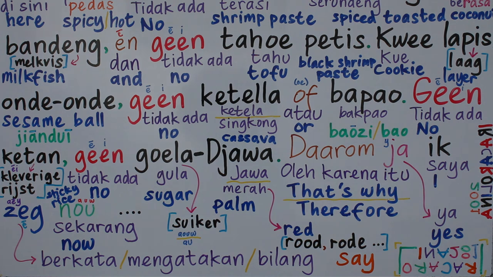I've already made a video about this, or some videos. I will write the video links below, and we add the suffix kan. Mengatakan, it has the basic or original or base word kata as word. Kata is word, and then we add the me prefix, and then kan suffix. Mengatakan, to say. Okay, last one, yay. Now in Dutch is now. Okay. In Indonesian, sekarang. The quick one, sekarang. You pronounce it quick.